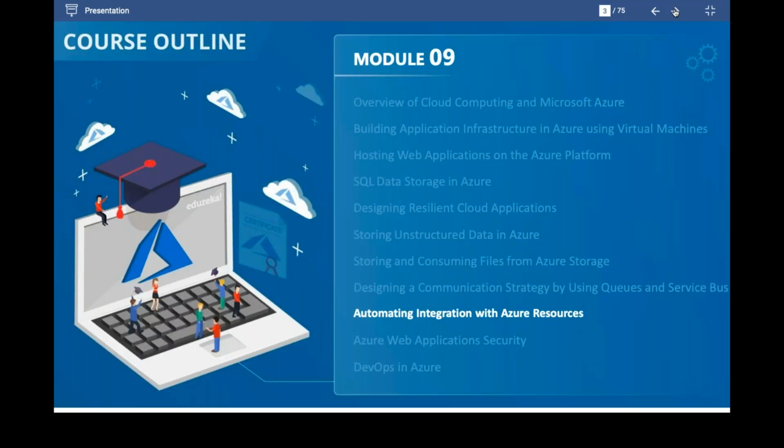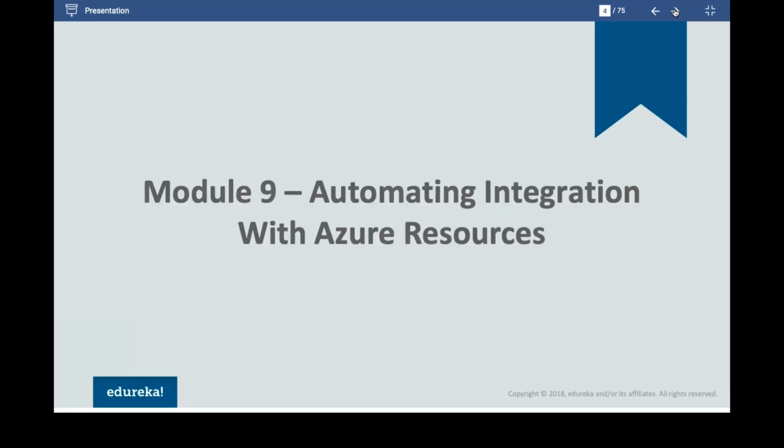We will go with the module which is about automation: automating integration with Azure resources. So it is about Azure automation. Your Azure automation comes with multiple flows. You have PowerShell, you have graphical things. Okay, you have all those things. Let's start and see what all the modules we will be going across here.